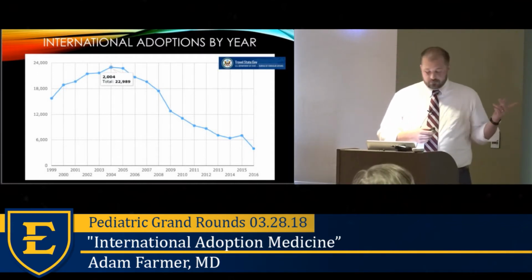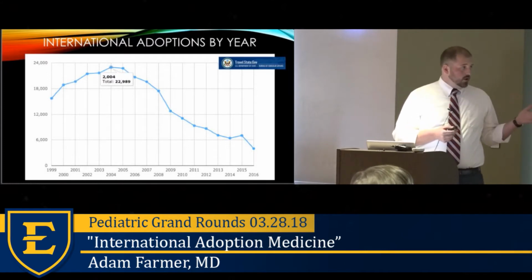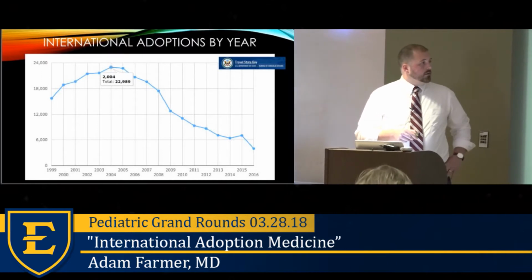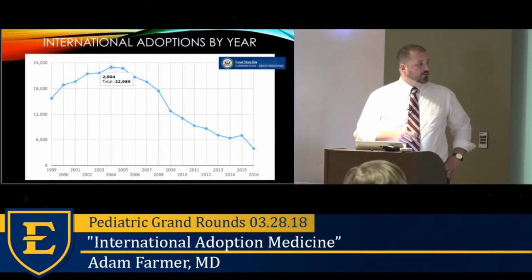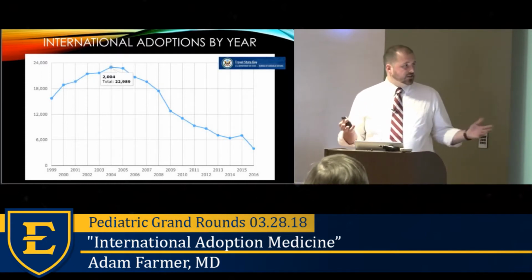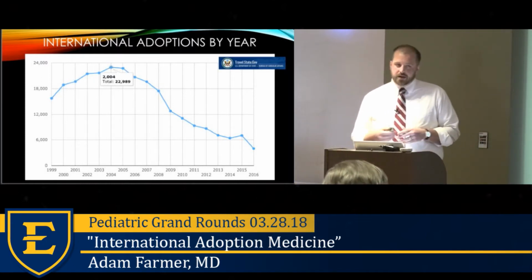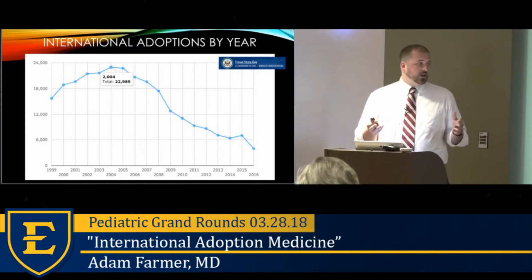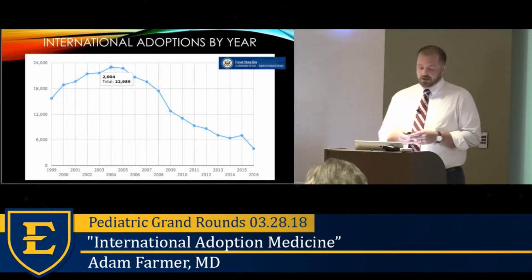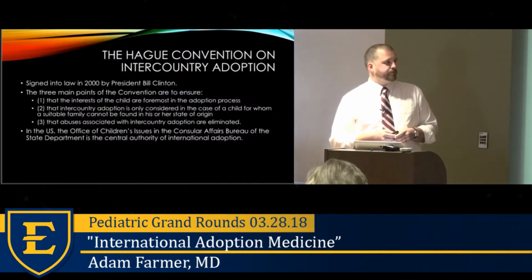And while the numbers here are dropping every year, I think it's really important to remember that all of these kids are still here. They haven't gone anywhere. So while the rate is dropping, we're still seeing lots of kids, and we're going to talk a little bit more about how internationally adopted children can have a lifetime of sequelae. So it's stuff that you need to keep on the forefront of your mind.